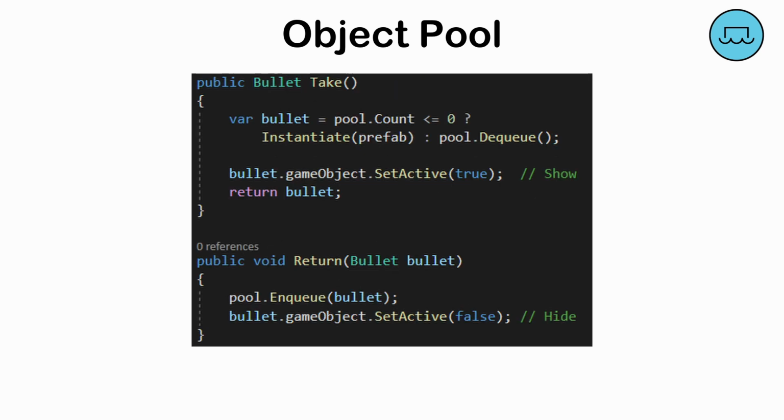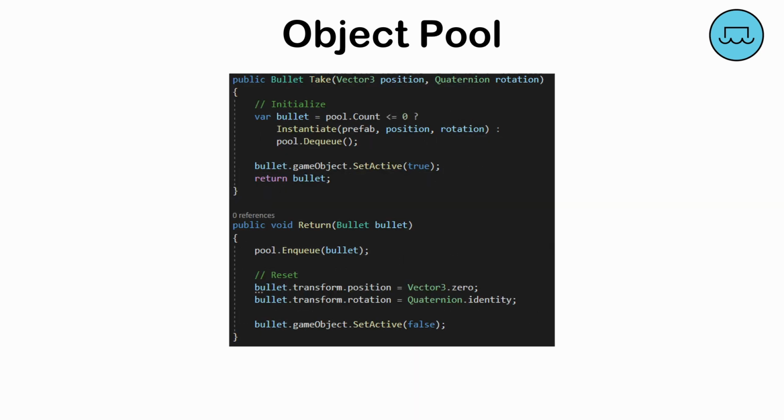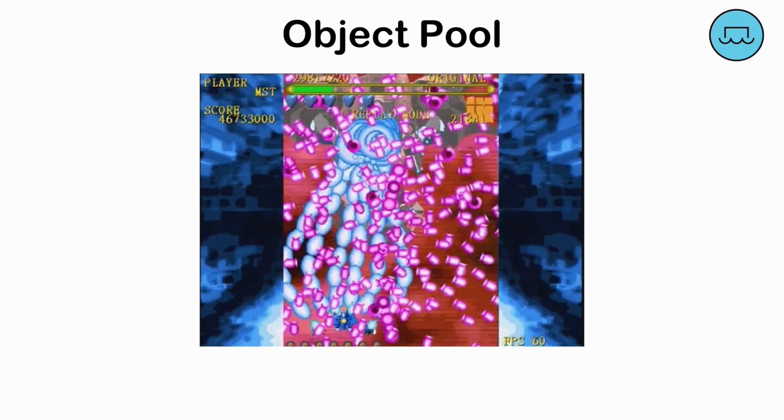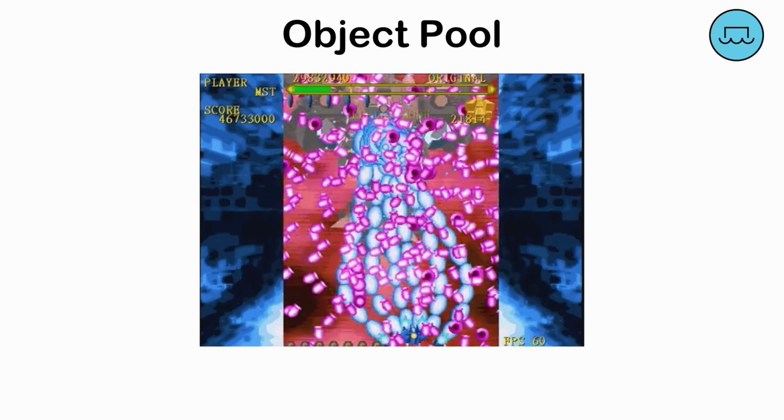Visual objects can be hidden from view until called from the pool. Additional logic might be necessary to reset variables like position and rotation, either when calling or returning, to ensure predictable behavior. This pattern is especially helpful for objects that are frequently created and destroyed, like bullets in a shooter game.